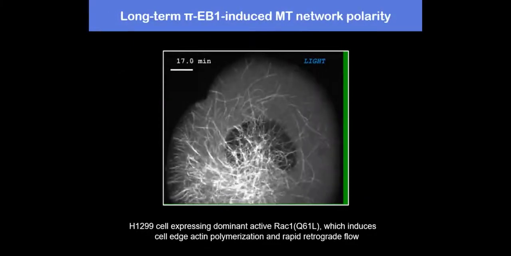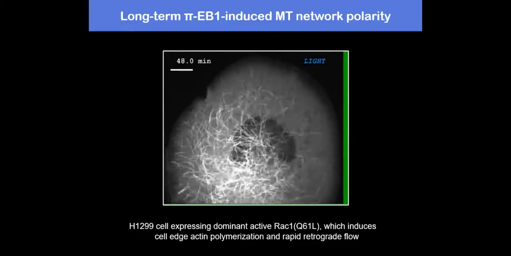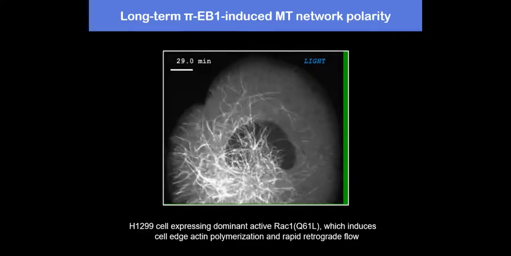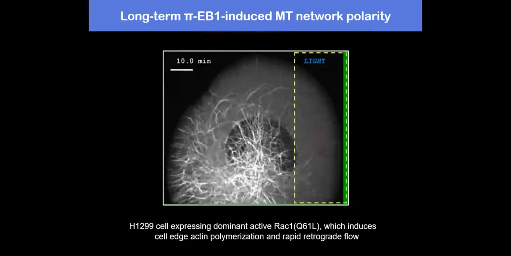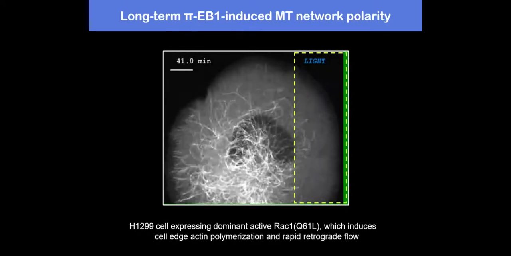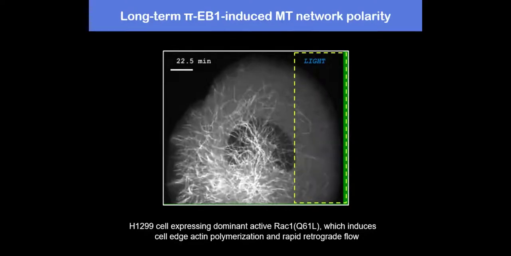This is even more evident in a cell expressing dominant active RAC1, a small Rho GTPase that induces cell edge actin polymerization and retrograde flow. Microtubules are rapidly cleared from the right side of the cell when it is exposed to blue light, and this induced microtubule network polarity can be maintained for an extended period of time.